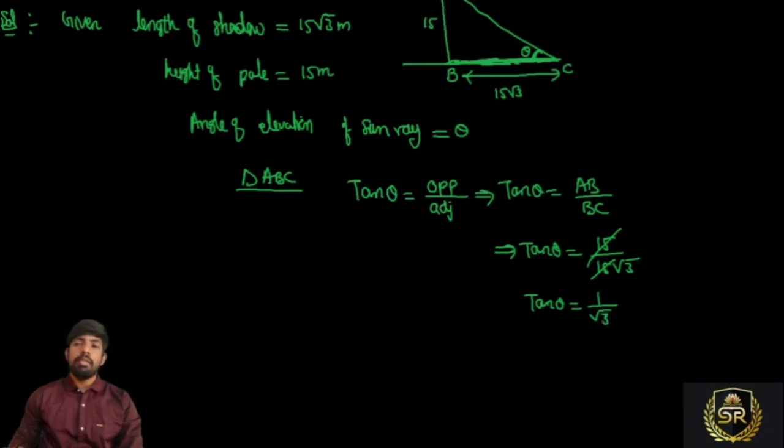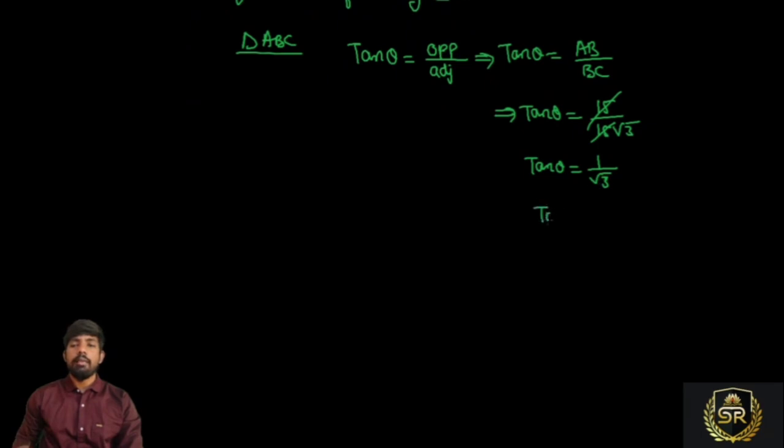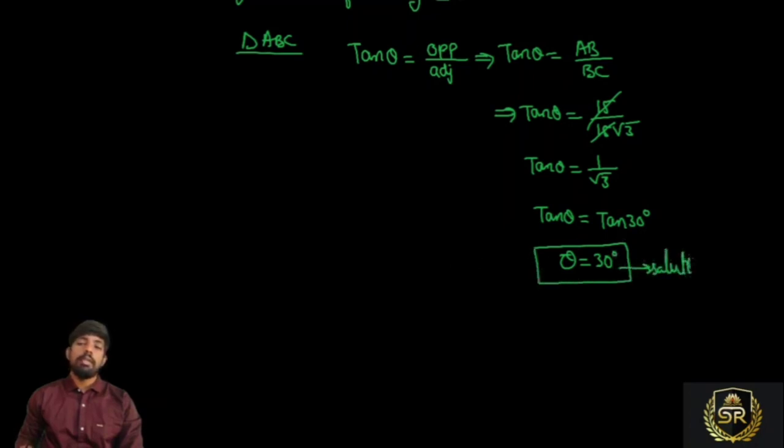So when you get 1 by root 3 for tan theta, that is tan 30 degrees. Therefore theta is equal to 30 degrees. Therefore the angle of inclination of the sun rays is 30 degrees. That's all. This is the solution.